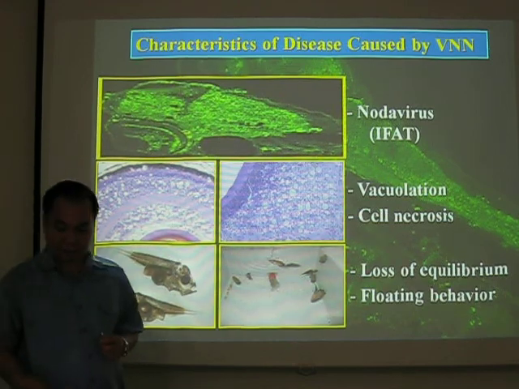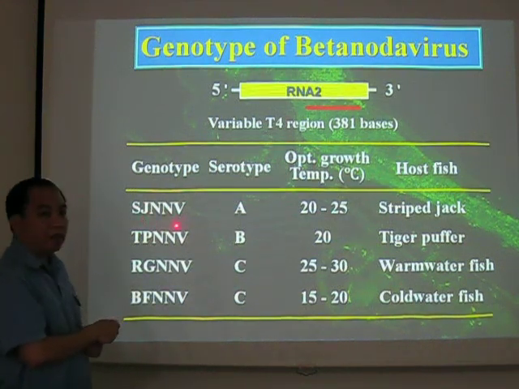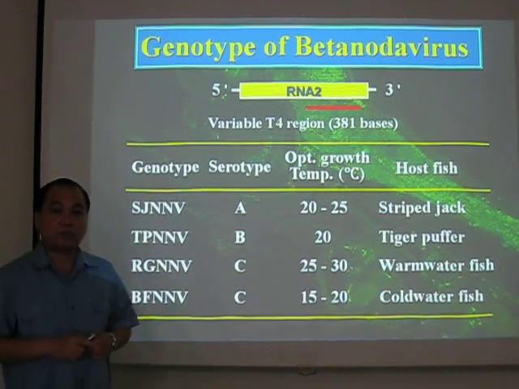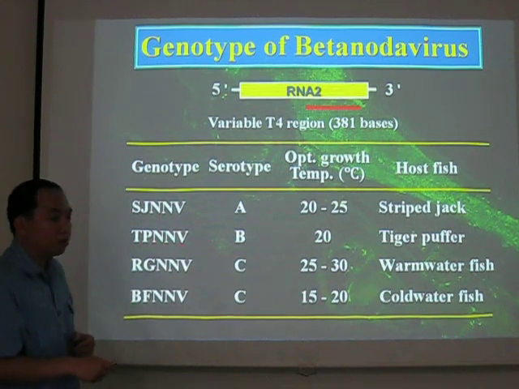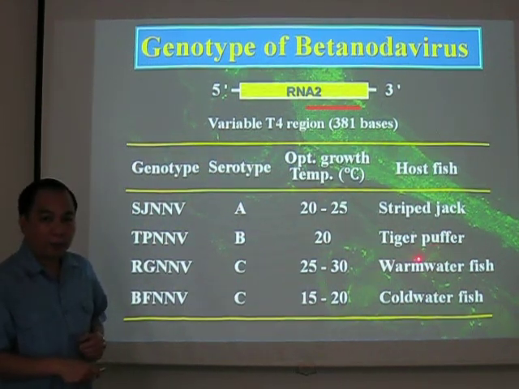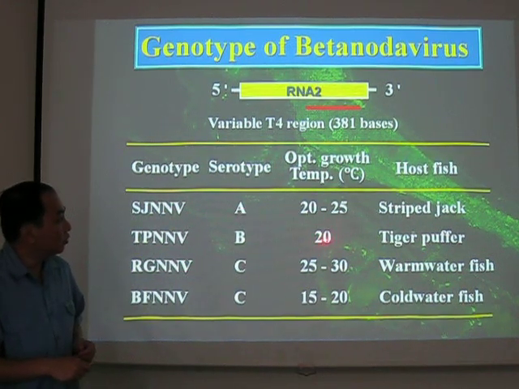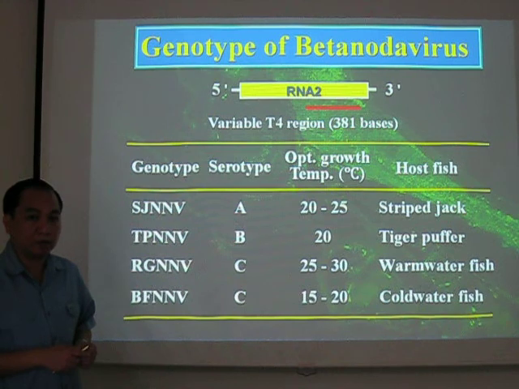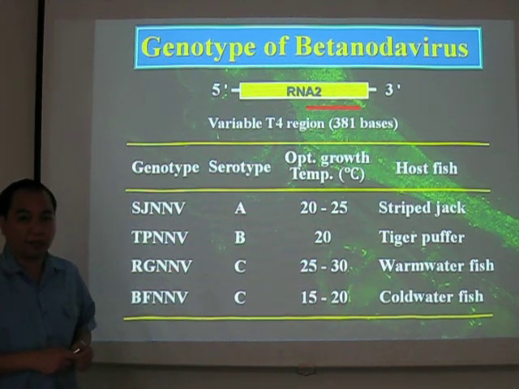the immunofluorescent antibody test. There are 4 genotypes of Beta-nodavirus. The SJNNV, or the striped jack nervous necrosis virus, targets the striped jack, and usually the optimum growth temperature is between 20 to 25. Next is TPNNV, the tiger puffer nervous necrosis virus, which has an optimum growth temperature of 20. Next is RGNNV, or the red spotted grouper nervous necrosis virus, whose targets are almost all warm water fishes, and the optimum growth temperature is between 25 to 30 degrees Celsius.